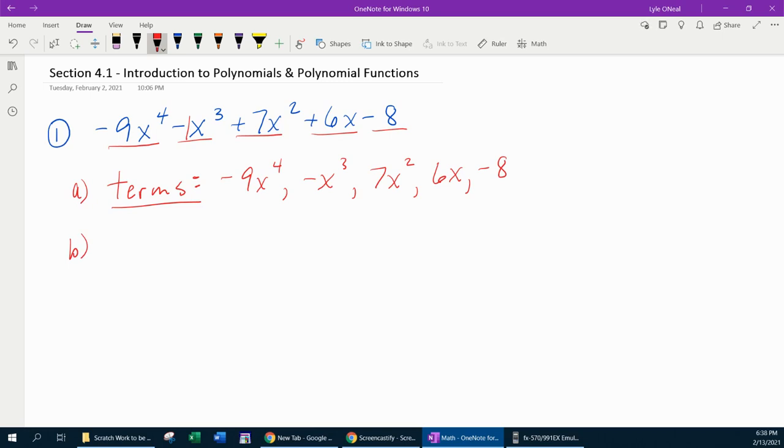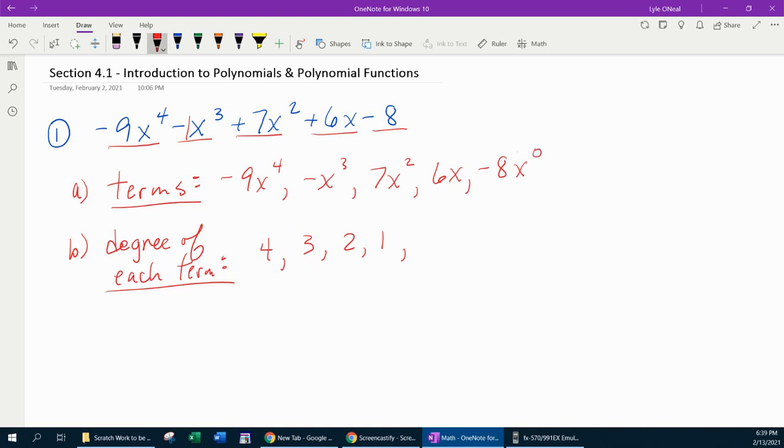Part B, it says, what is the degree of each term? So we need to list the degree of each term. The degree of a term is the power of the variable. So the degree of the first term here would be 4, 3, 2. The 6x, its power is 1, understood 1. And the negative 8, which is called the constant, also has a variable, but it's a hidden variable. That would be x to the 0.